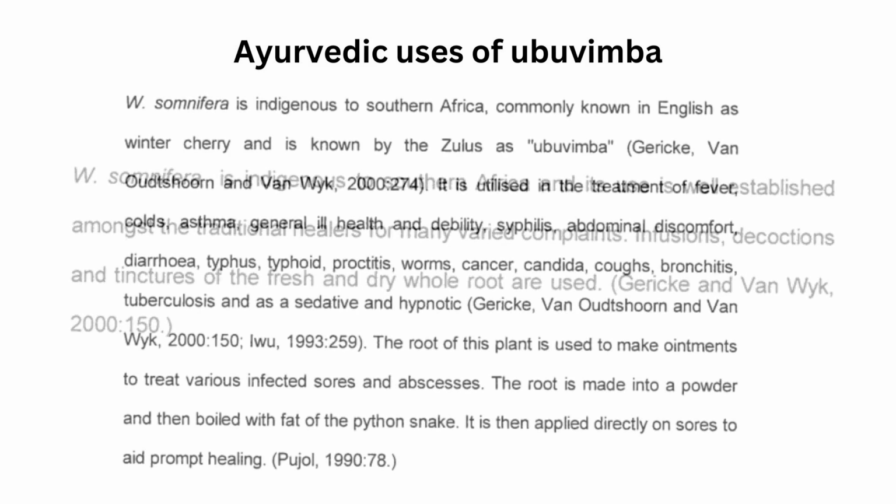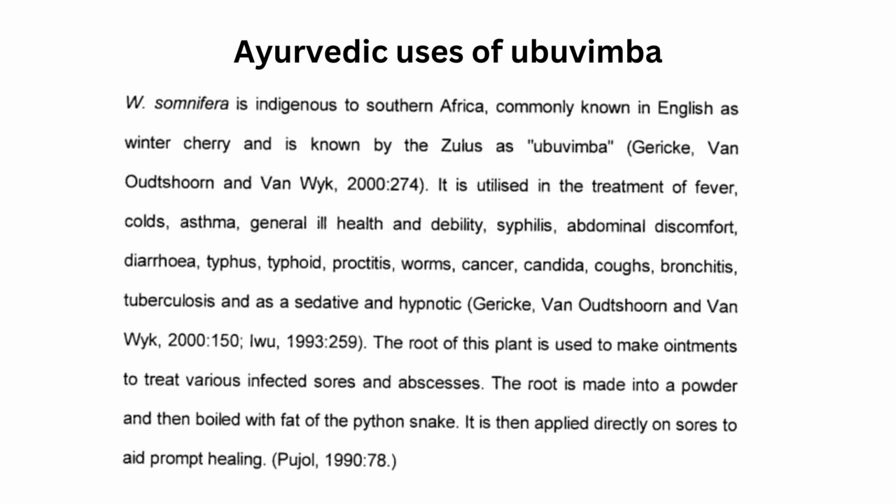This article mentions the following uses. According to this article, Ubuvimba is used to treat fever, colds, asthma, general ill health and debility, syphilis, abdominal discomfort, diarrhea, typhus, typhoid, proctitis, worms, cancer, candida, cough, bronchitis, tuberculosis, and is a sedative and hypnotic.